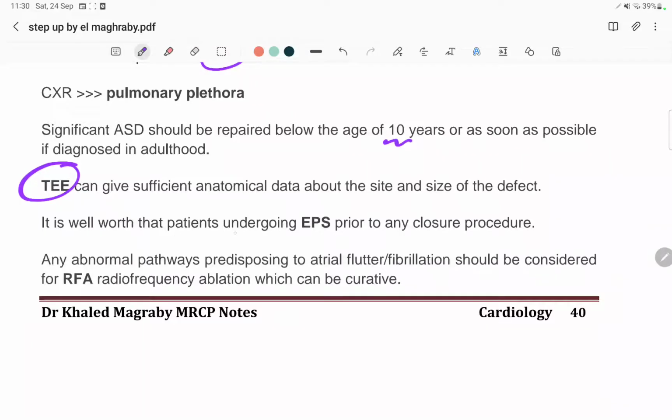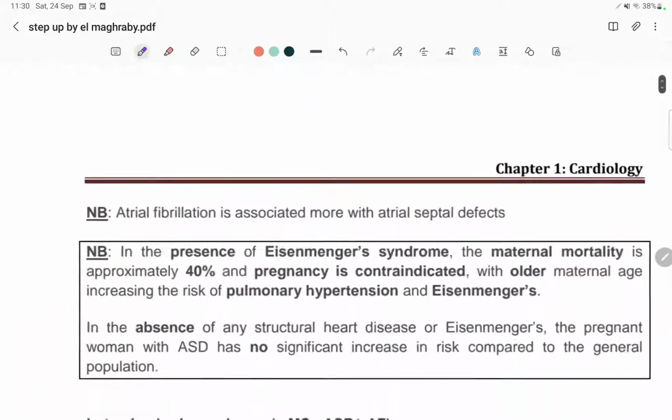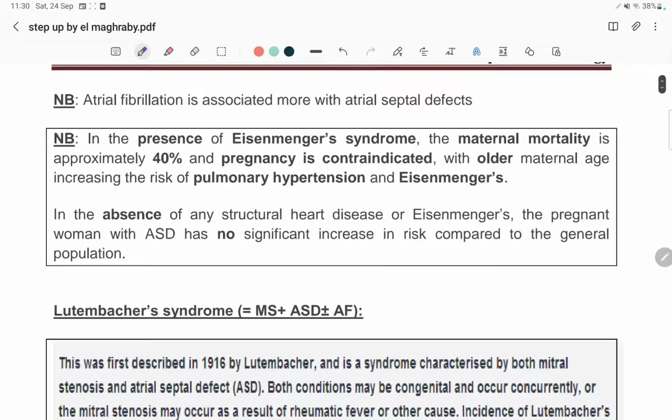It is well worth having the patient undergo an EP study prior to any closure procedure. Any abnormal pathway predisposing to atrial flutter or fibrillation should be considered for RFA ablation, which can be curative. Atrial fibrillation is associated more with atrial septal defects. In the presence of Eisenmenger syndrome, the maternal mortality rate is approximately 40%. Pregnancy is contraindicated, with older maternal age increasing the risk of pulmonary hypertension and Eisenmenger. In the absence of any structural heart disease or Eisenmenger, the pregnant woman with ASD has no significant increased risk compared to the general population.